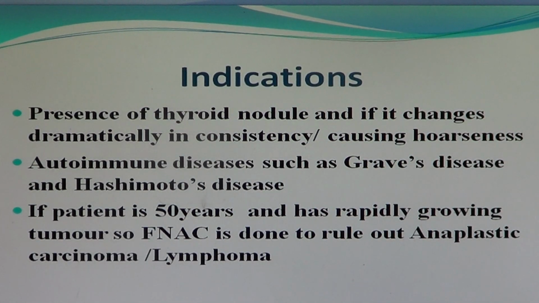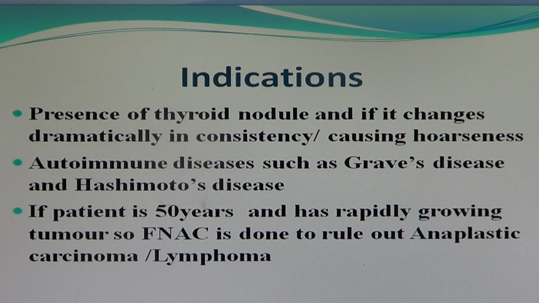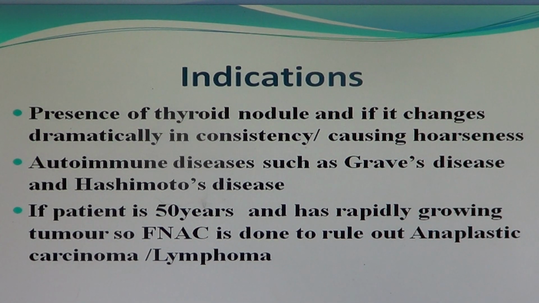Indications: presence of thyroid nodules, if it changes dramatically in consistency, and if it is causing hoarseness, that is one of the indications. In addition, autoimmune diseases such as Graves' disease and Hashimoto's disease. Age and sex of the patient are also very important, as in the third point you can see if a patient's age is 50 years and he has a rapidly growing tumor, FNAC is done to rule out anaplastic carcinoma and lymphoma.